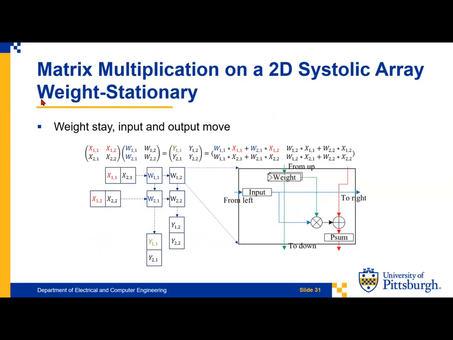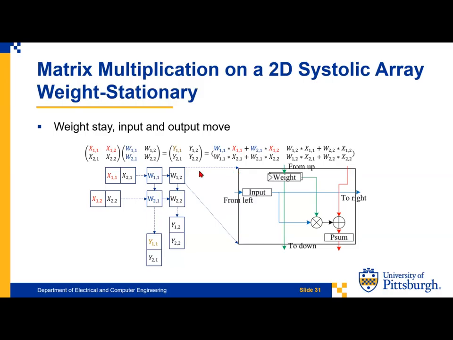And this slide is the weight stationary design. In the weight stationary design, the weight stays in each processing element, and the input and the output move. The input moves from the left-hand side to the right-hand side, and the results will be output from the bottom side.